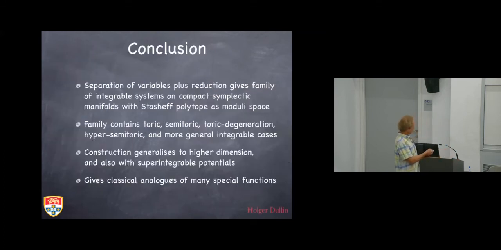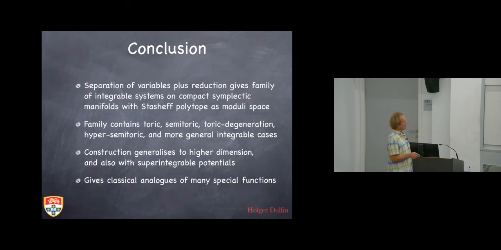Maybe I'll just finish up. So separation of variables gives an interesting family of integrable systems on compact symplectic manifolds. And they have a moduli space, which is the Stashev polytope. I showed you some pictures of these for the 3-sphere, but it works in n dimensions. So in 3 dimensions, this family contains toric, semi-toric, toric degeneration, hypersemi-toric, a notion that Sonia introduced, and more general integrable cases.